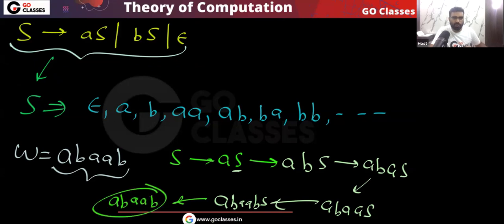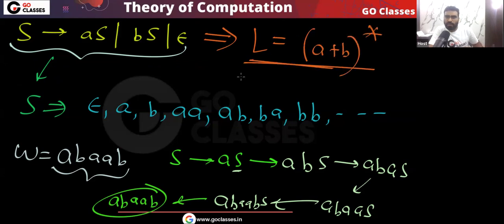Okay, is this clear? So whatever string you want, you can generate from this grammar. From this grammar, the language will be sigma star, or I can say that will be (a or b) whole star. Okay, understood this? And don't forget about this template. Let me write a general template. It will help you in many questions.